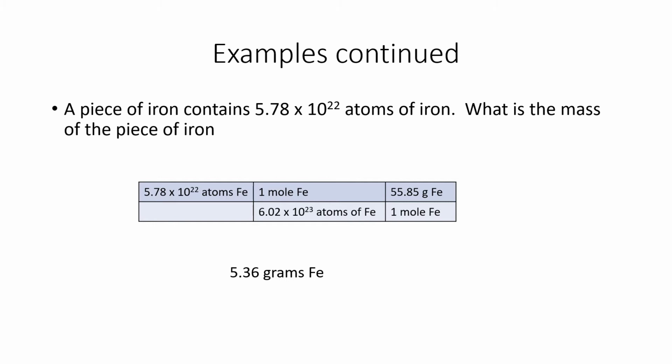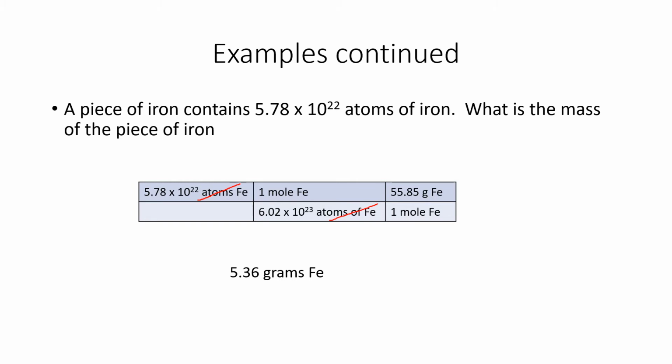Now, we're going to start with our given information, 5.78 times 10 to the 22nd. I want to go from atoms, a counting number, to grams. So I'm going to go through moles again. That's going to be my first step. Well, how can I go from a counting number to moles? That's using that counting definition of the mole. 1 mole is 6.02 times 10 to the 23 atoms. I'm starting with atoms in the numerator, so I want atoms in the denominator. So atoms of iron will cancel. Now I'm going to be left with moles of iron.